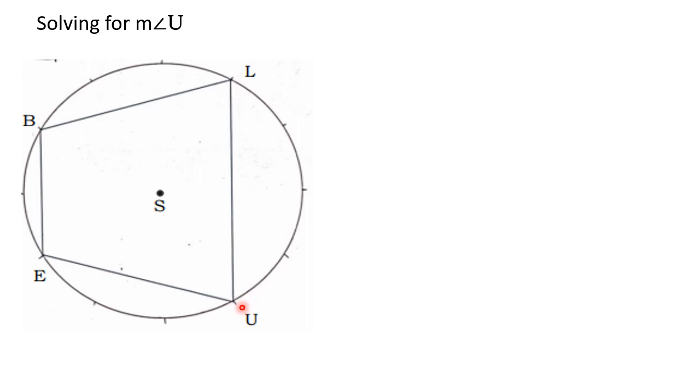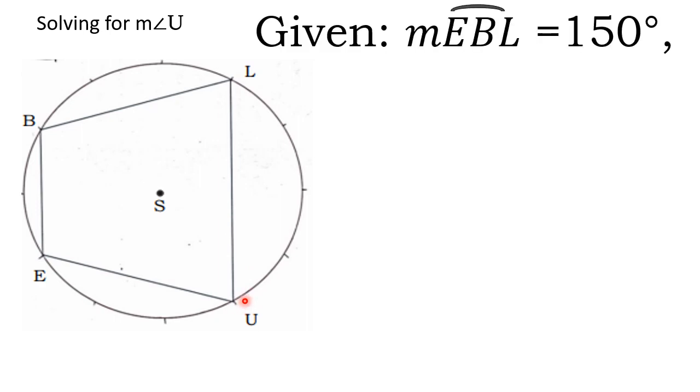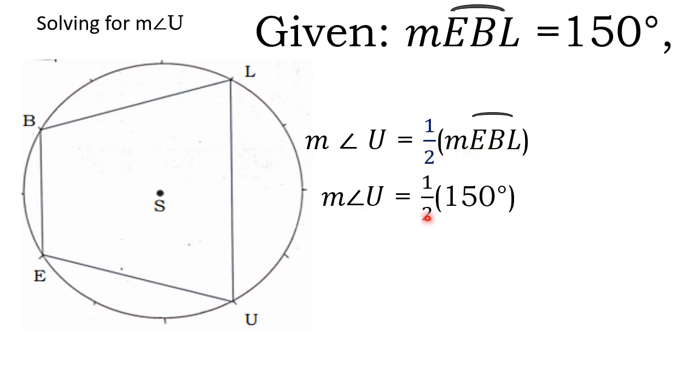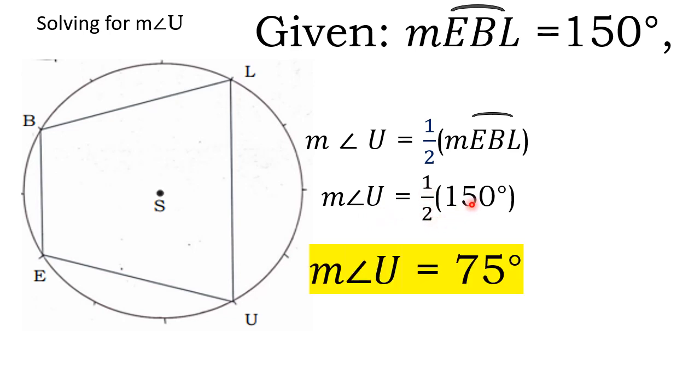angle U. So to solve for angle U, since it's already given that the measure of arc EBL is 150 degrees, applying theorem number 1, then we can have measure of angle U is 1/2 the measure of arc EBL. So by substitution, we have measure of angle U is 1/2 of 150 degrees. So therefore, angle U is equal to 75 degrees.